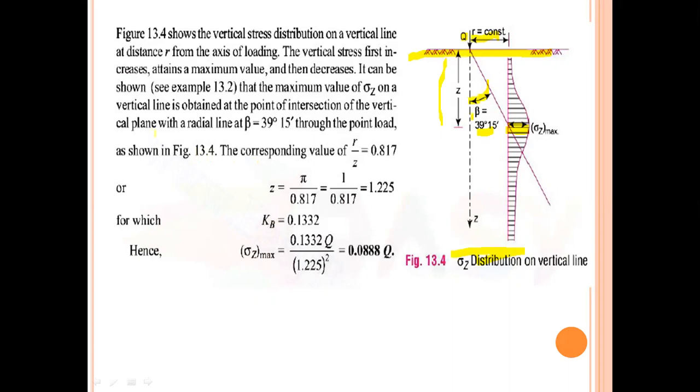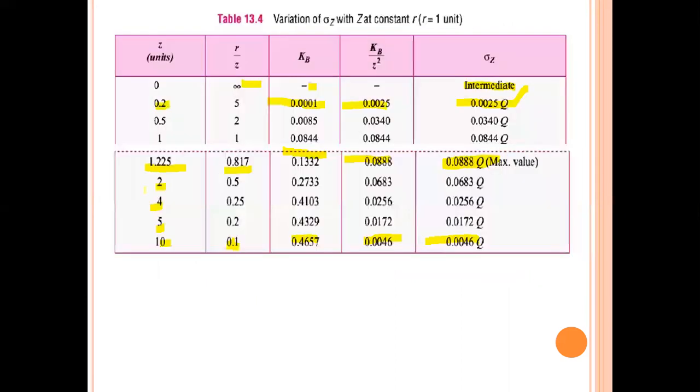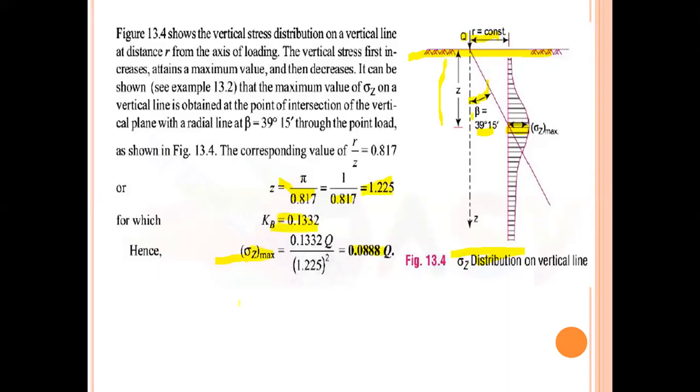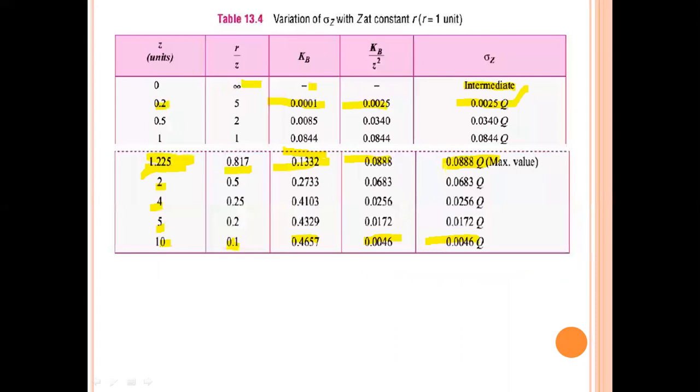The corresponding value of R by Z equals 0.817, or Z equals 1 divided by 0.817, which equals 1.225, for which the KB value equals 0.1332. Hence sigma Z equals 0.1332 Q by Z square, 1.225 square, that equals 0.0888 Q. It is the maximum value. So this is the 1.225 Z value and KB value is 0.1332, and sigma maximum is equal to 0.0888 Q.